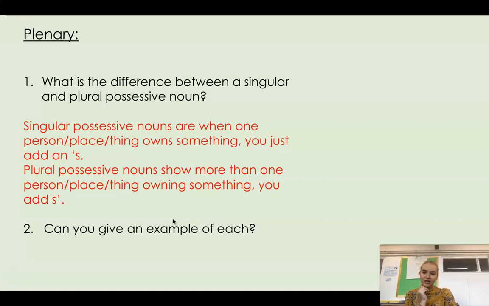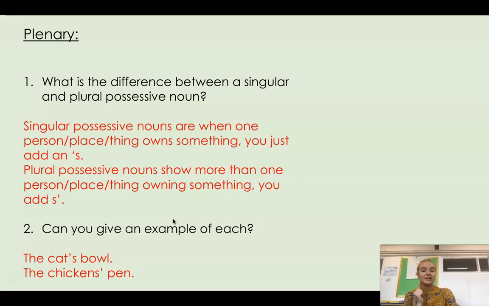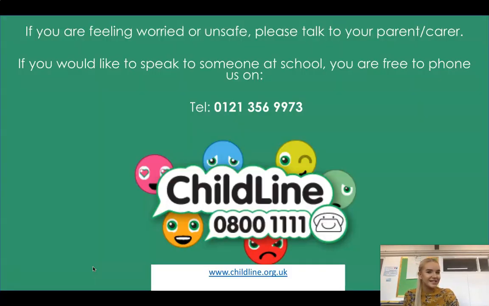Can you give an example of each? Maybe you might have said the cat's bowl. The bowl belongs to the cat, but there's just one cat. So that's a singular possessive apostrophe needed. Whereas this one, the chicken's pen. There might be more than one chicken having the pen that belongs to them. So that means we need the apostrophe after the noun.